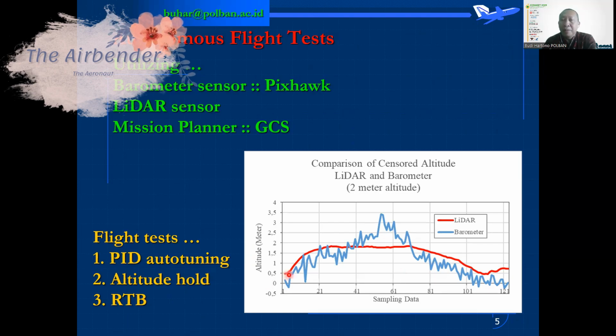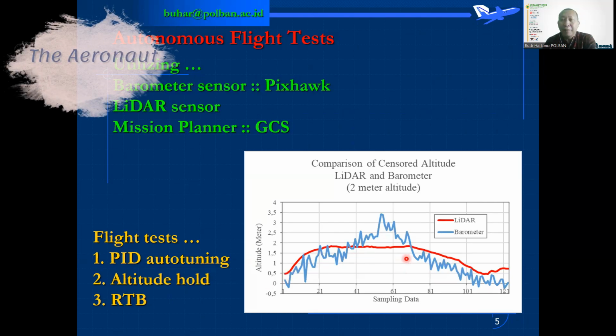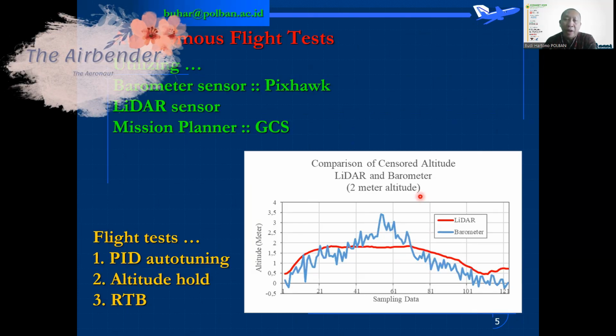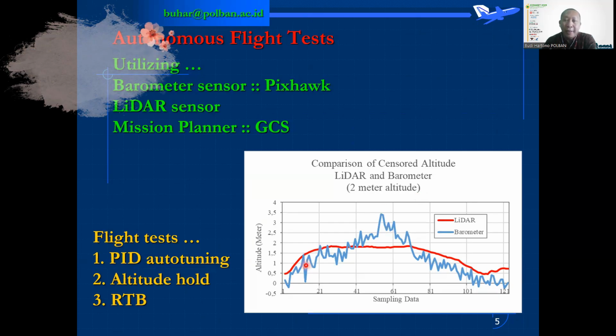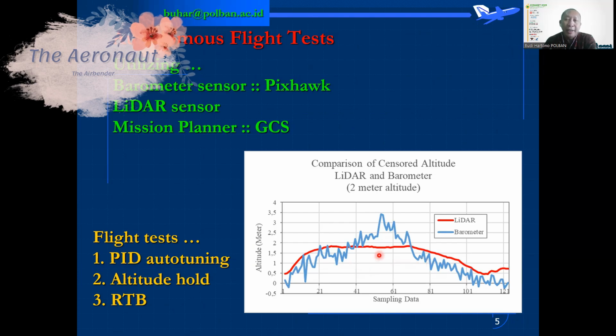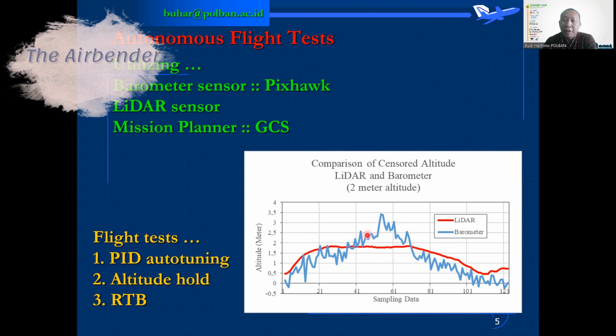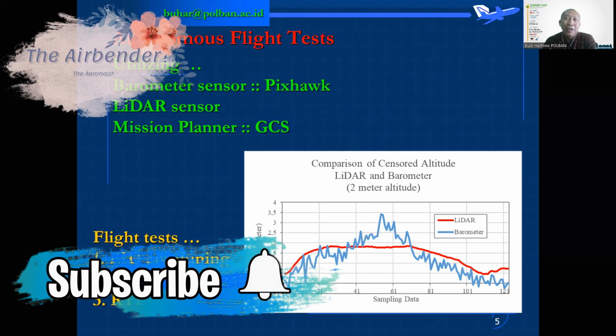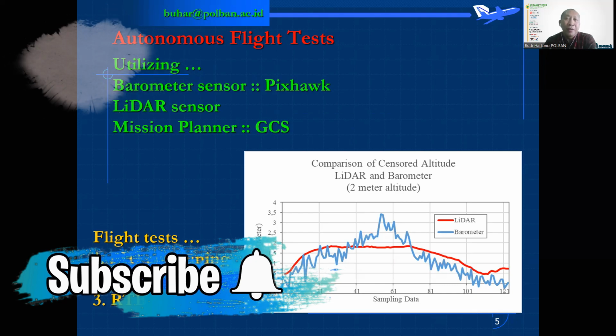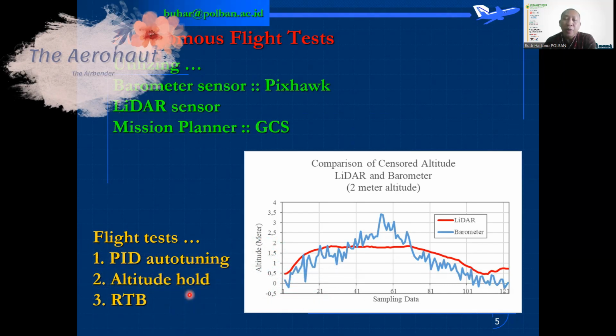The following graph shows a comparison of LiDAR and barometer sensing results at a flight height of 2 meters from the ground. It can be seen that the LiDAR sensor results were more constant than the barometer sensor results. Third, return to base flight test to ensure the quadcopter can fly back to the initial takeoff location.